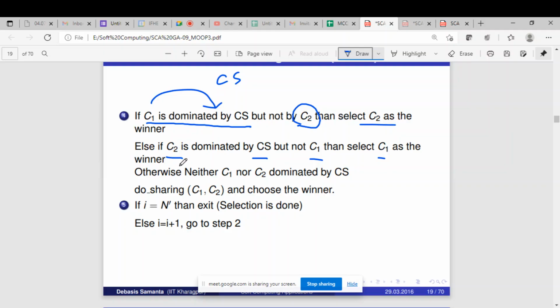Otherwise, neither C1 nor C2 is dominated by CS. That is, both of them are dominating CS. In that case, we do niche sharing and choose the winner. After doing this, we check whether the problem has converged or not. If the problem has not converged, then we go for the next iteration, that is, I is equal to I plus 1. Again repeat this process.